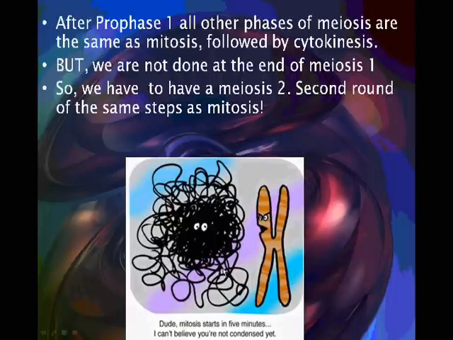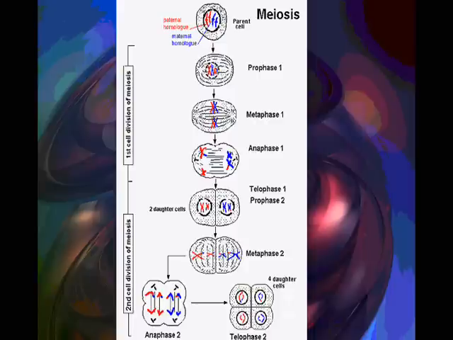After prophase 1, all of the other phases of meiosis are the same as mitosis and are followed by cytokinesis. But we're not done at the end of meiosis 1. We still have meiosis 2, because we need to see the second round. We do the same steps as mitosis.